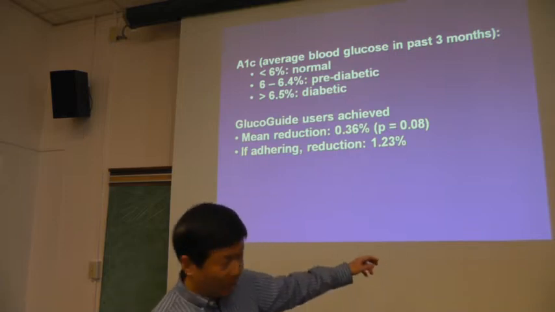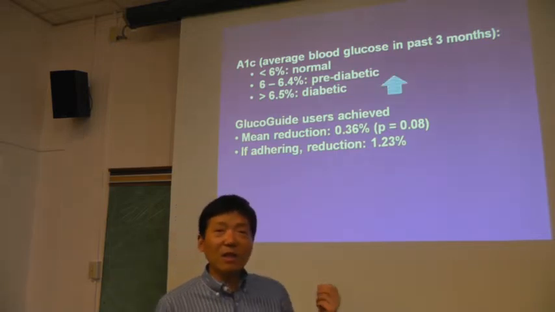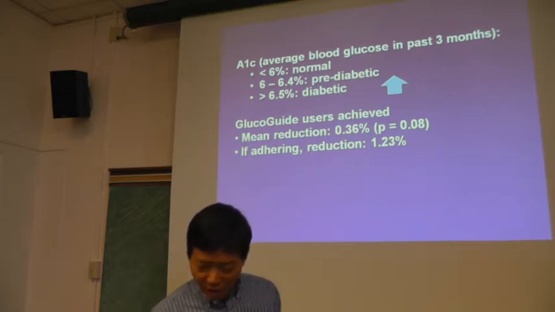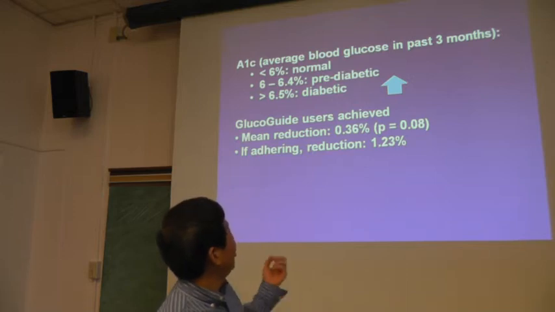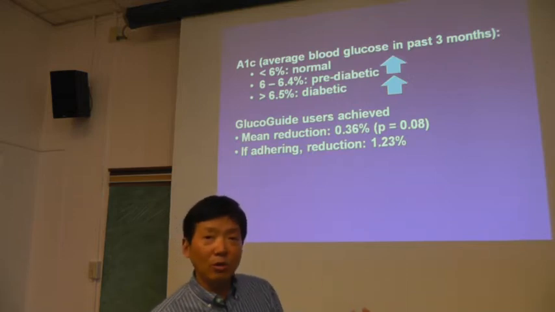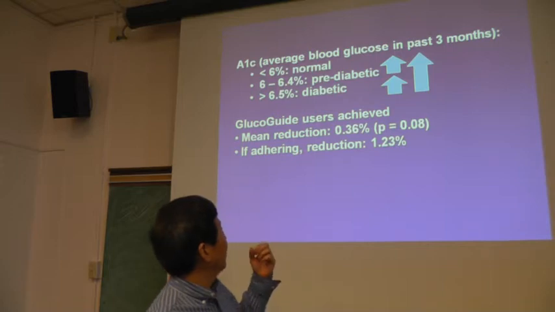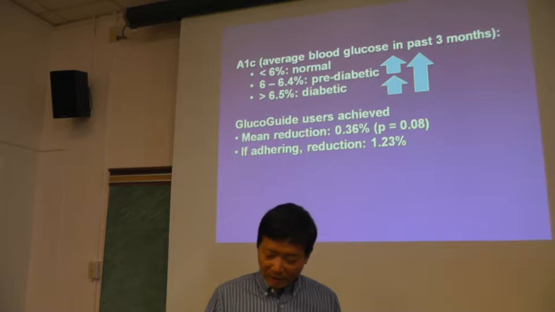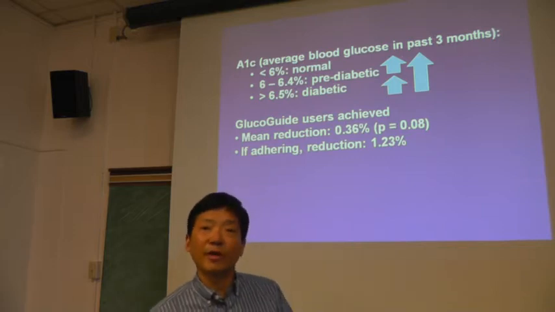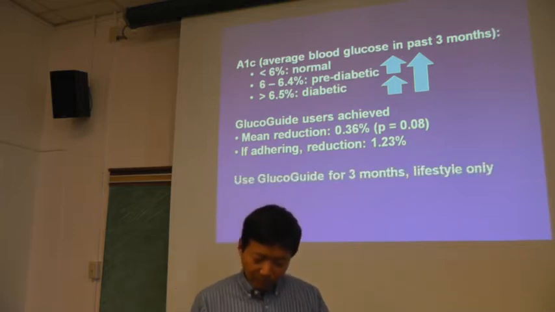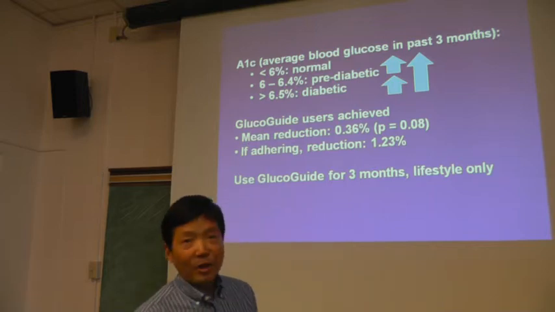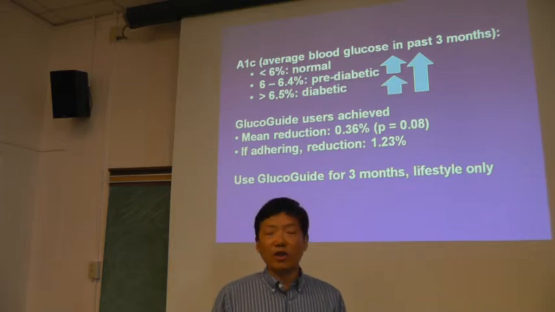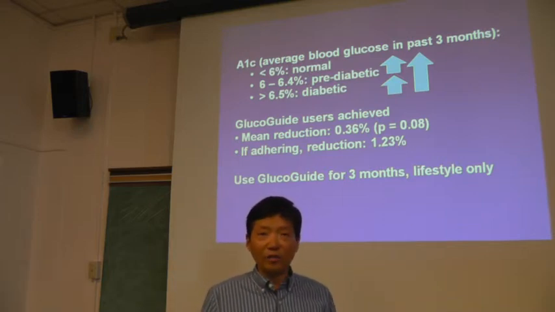So if you look at, again, these ranges here, you will see that this potentially amounts to changing an early diabetic into pre-diabetic, and pre-diabetic to normal, or even directly from an early diabetic into normal, because of these numbers. So the result is very promising, even though it's a very small clinical trial. And this happened when those people used GlucoGuide for 3 months with lifestyle change only. That is, there's no medicine change.